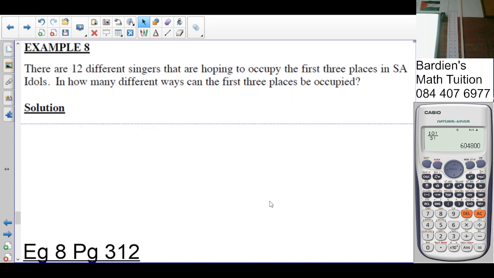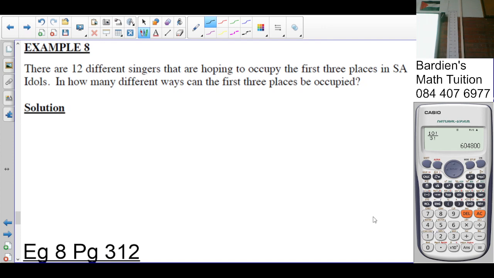They want to know, we are told that there are 12 different singers hoping to occupy the first 3 places in the final. In how many different ways can the first 3 places be occupied? As you know, not every contestant is going to be filling the top 3 places. So out of these placements, 9 of them won't make it into the first 3 places.